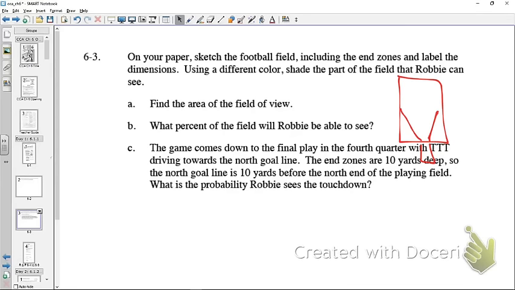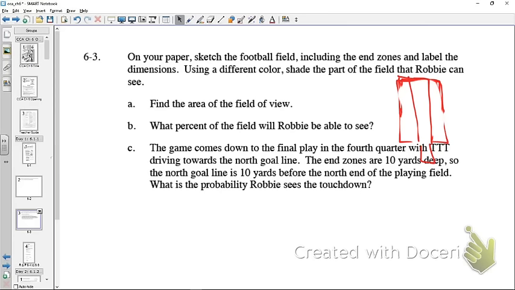So how much can he see? Well, he's going to be able to see a certain amount. Maybe he's going to see this much. I don't know. Maybe he's only going to be able to see this much. I don't know. Maybe he's only going to be able to see this much. I don't know. That's what you have to figure out.